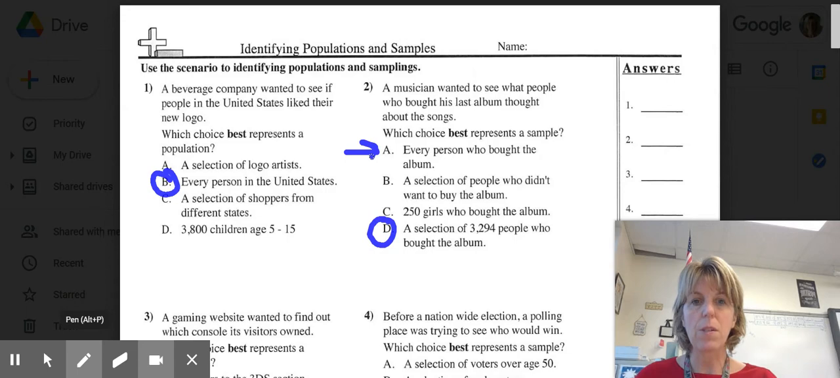For example, if we asked only people who didn't want to buy the album what they thought of it, that would be bias, because that group is going to have a definite opinion different than the whole group. Or if we asked only the girls and didn't ask the boys, maybe the songs on the album are more songs that girls would relate to and like. And so it's going to skew the results. We have to be really careful of bias when we're creating samples.